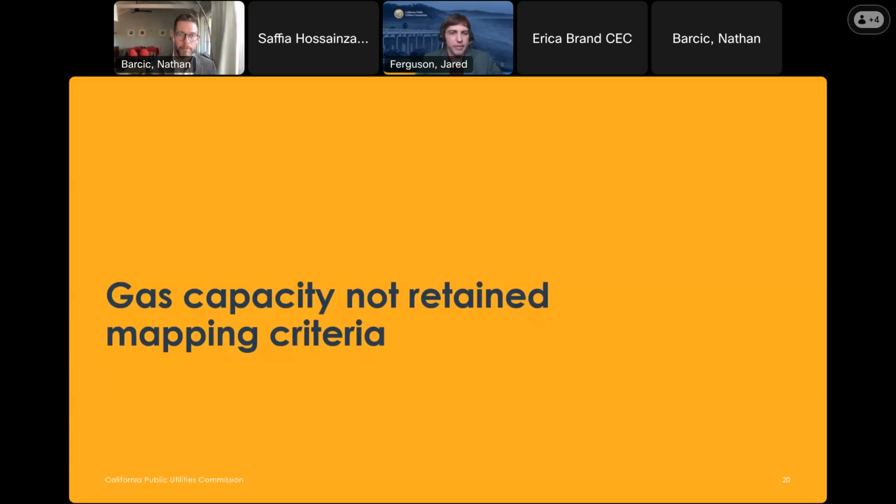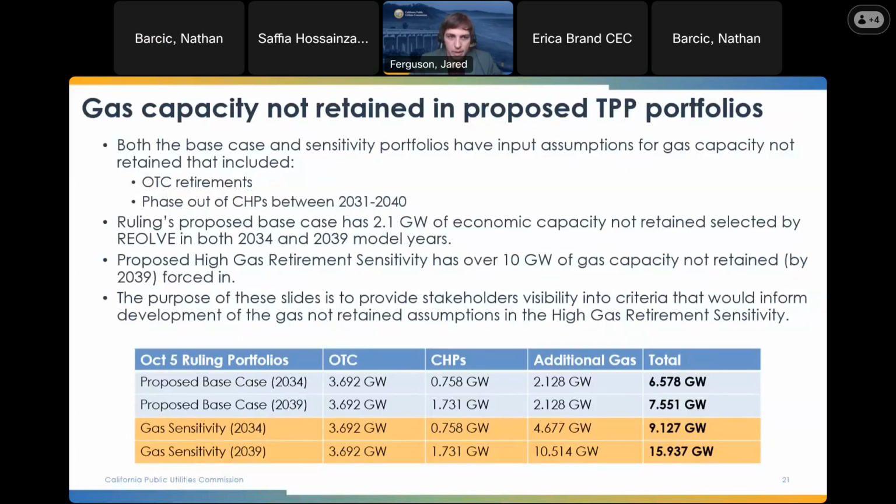Thanks, Nathan. And so we have about 10 slides on this. If you go to the next slides, please, I'm going to do a quick recap again on the amount of gas capacity not retained in both the base case, because it does have some gas capacity not retained, and also the high gas retirement sensitivity.